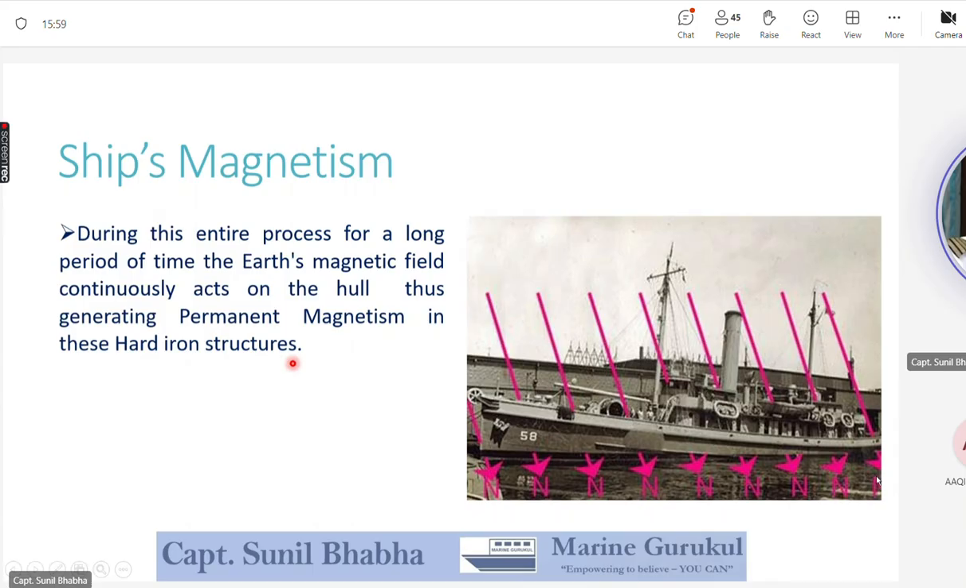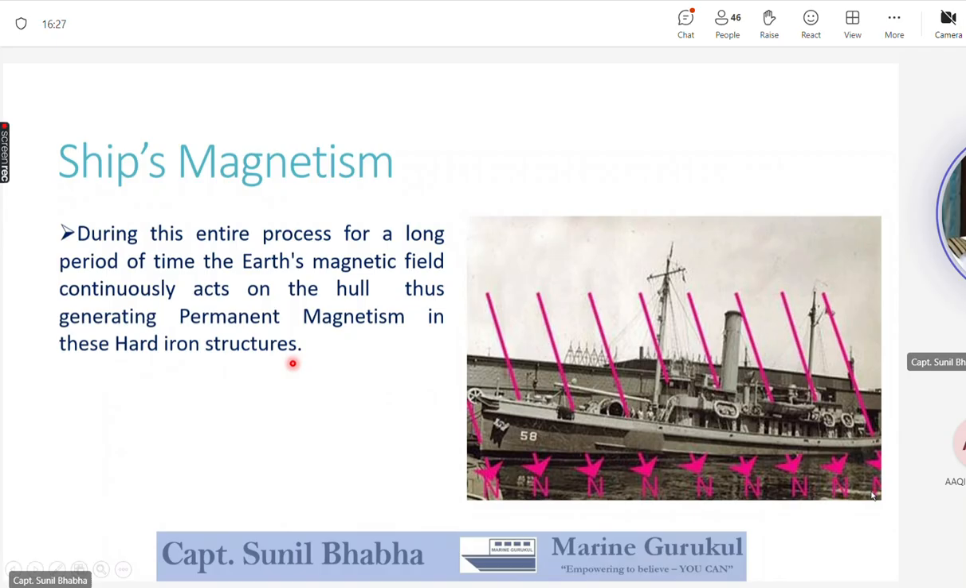Now, you will be cutting the plate, making it to size. You will be bending it as required. You will be hammering it. Then you will be welding from the seams. Then you will be welding a stiffener or a longitudinal on it or a transverse beam on it. So all these things, when they are happening and we are working upon this particular deck plate, the Earth's magnetic field is acting on that deck plate in one particular orientation.